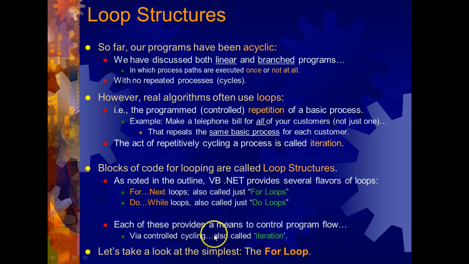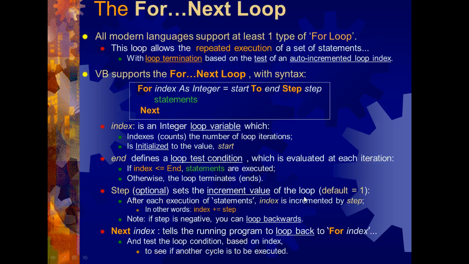We go through it once, that's called one iteration. Then we do it again, that's the second iteration. Then we do it another time, that's the third iteration, or the third cycle. Let's take a look at the simplest, and that's the for loop. Well, they're all pretty simple, but maybe the for loop is the simplest one.